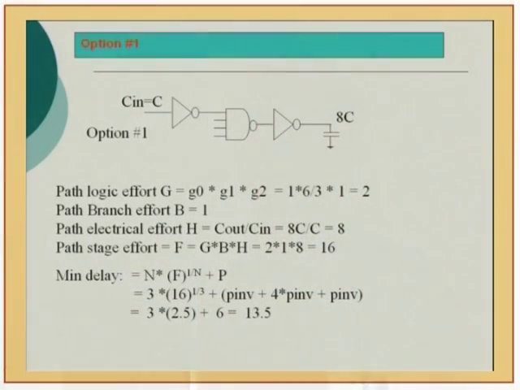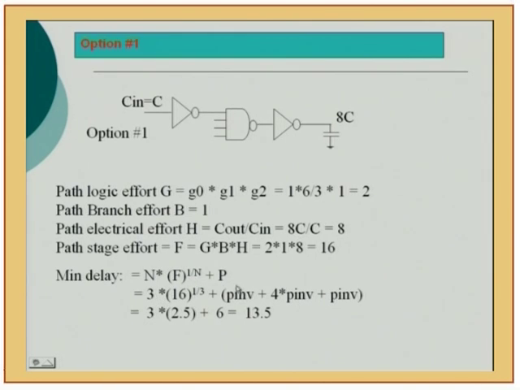So we take two options and find the delay. The first option has a NAND gate followed by an inverter, and I calculate G. G0 is 1, G1 is for a 4-input NAND gate, which is 6 by 3. The formula is n plus 2 by 3, n is 4, so 4 plus 2 by 3, into 1, so logical effort is 2. No branch, 1. Capital H is 8 by C, C is 1, so 8. The path effort is GBH, which is 2 into 1 into 8, 16.